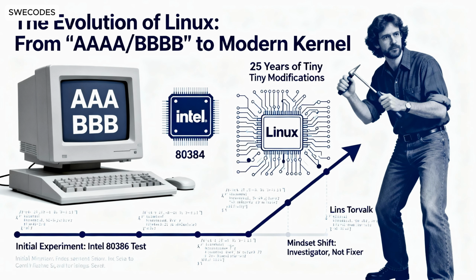Need proof? The Linux operating system started this way. Linus Torvalds didn't try to build a giant OS. His very first program was just an experiment to test the Intel 80386 chip. It did nothing but switch between printing AAAA and BBBB on the screen. That's it. A tiny working program. He made a small modification. He debugged it. He made another. And another. 25 years of tiny modifications and debugging loops later, that AAAA/BBBB program evolved into the kernel that runs our modern world.